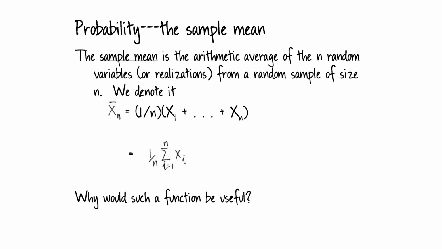Why would such a function be useful? So we've got this random sample. We've got n IID random variables from some distribution. Why would we want to add them up and divide by n? What do you think?